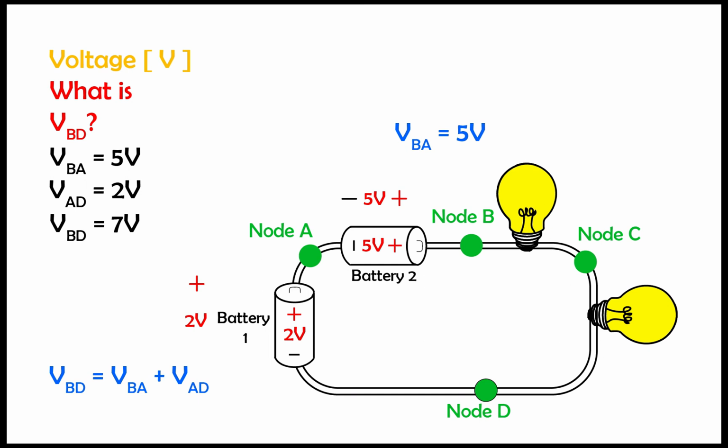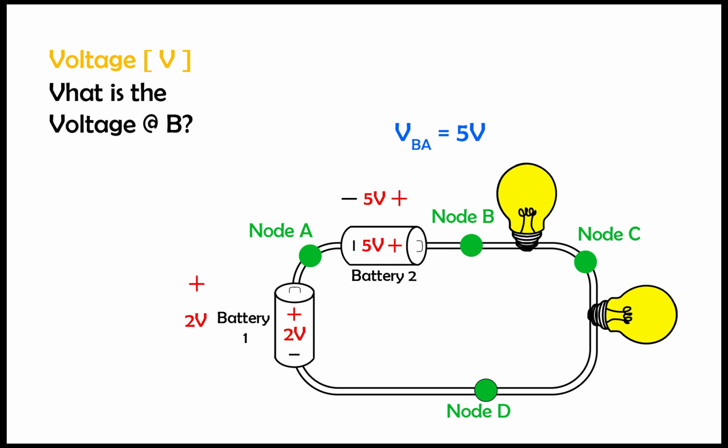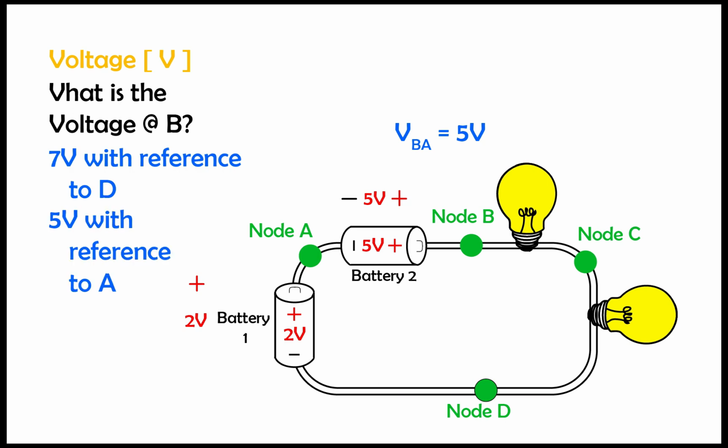If we ask you what the voltage is at B, but we don't tell you the second point, how can you answer? The voltage at B is 7 volts when compared to D, but only 5 volts when compared to A. So, voltage must always be given relative to a reference. Now we're ready to look at current.